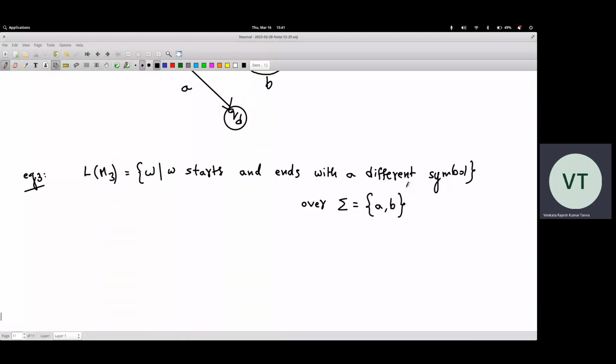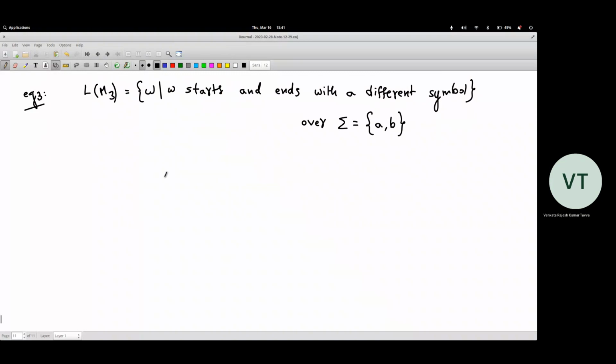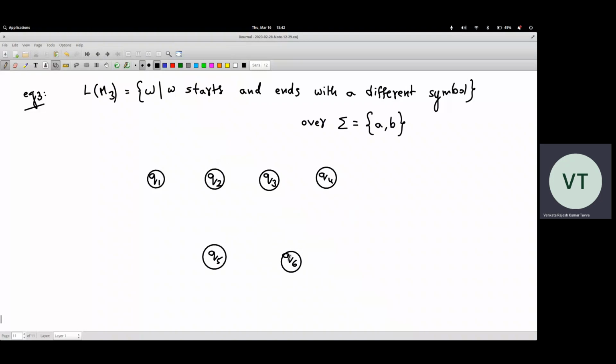Okay. Wait. Let me draw. So I'm using Q1, Q2, etc. I'm just following the textbook notation. Why don't you sit this side? It's so difficult for me to watch you from here. That is this side, huh? Why don't you sit here or there?